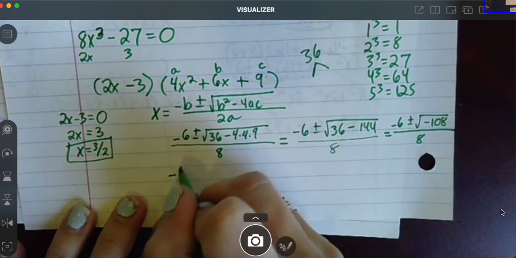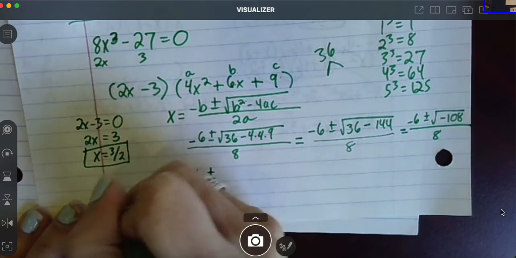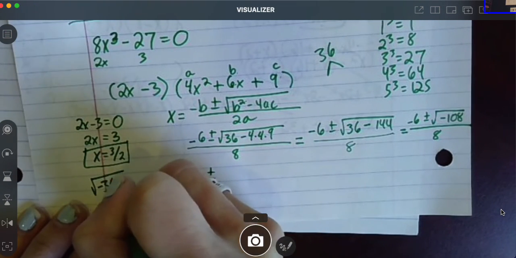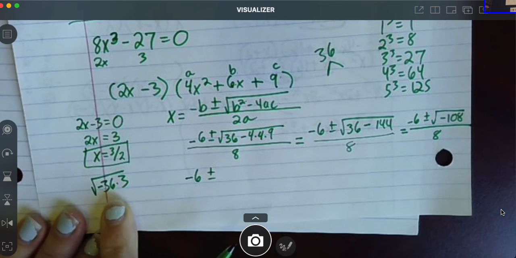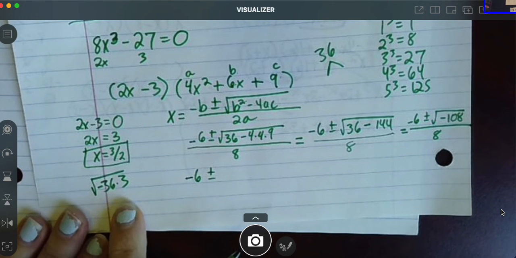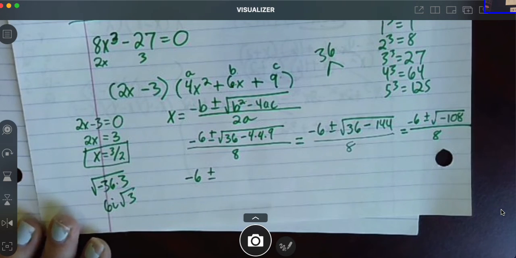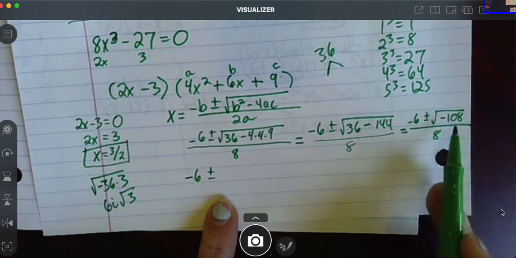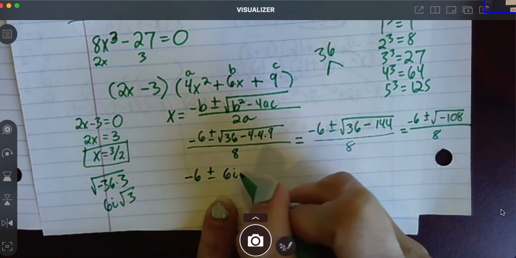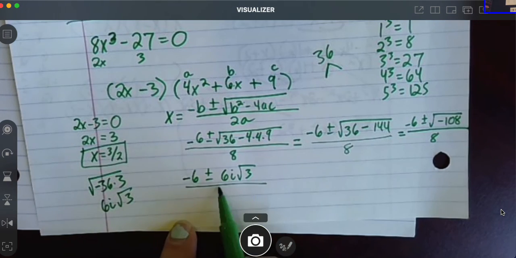So I'll write it over here. The square root of negative 36 times 3. What is the square root of negative 36? 6. But it's got the negative. So 6i. That's 6i times the square root of 3. So that's what I'm going to replace that with. 6i square root of 3 all over 8.